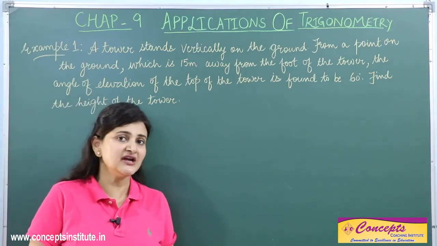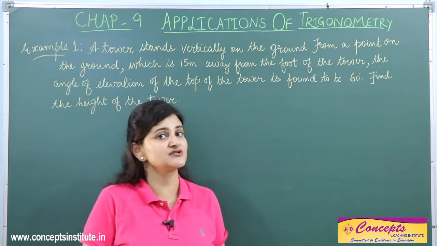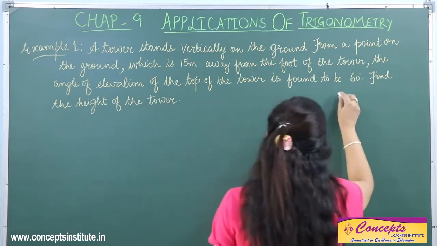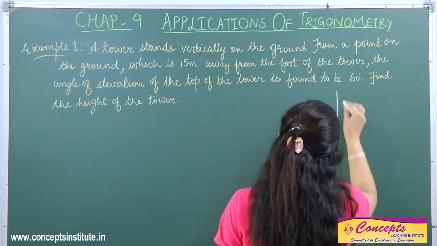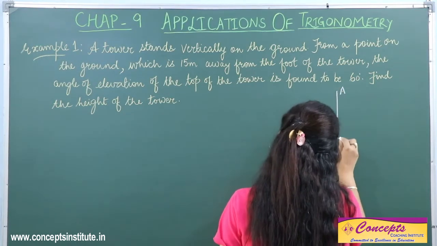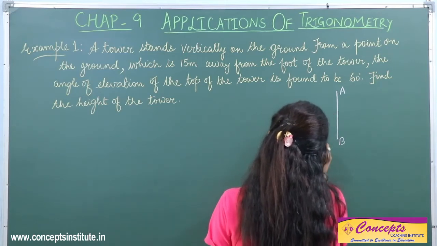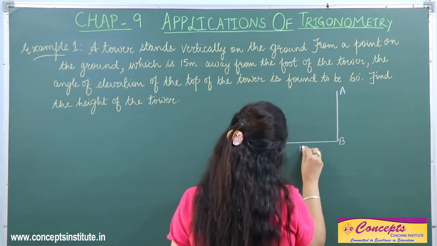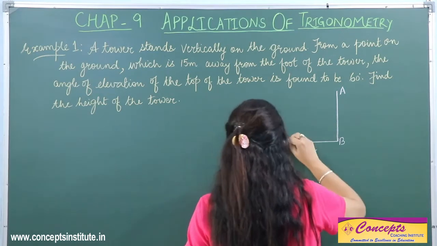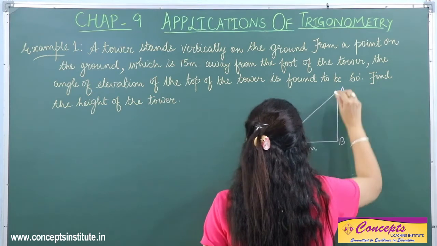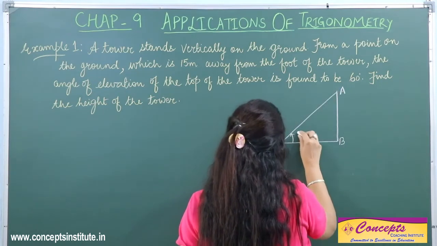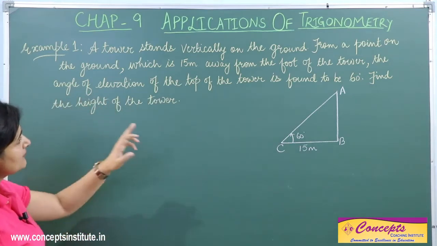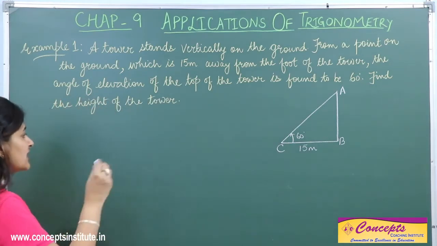Now students, before starting these questions, first of all we have to make a figure. We have to visualize it. So I am going to construct a perpendicular and that would act as my tower, and then I am going to take a point C on the ground which is 15 meters away from the foot of the tower, and this angle of elevation is given to me as 60 degree. So from a point on the ground which is 15 meters away, right?